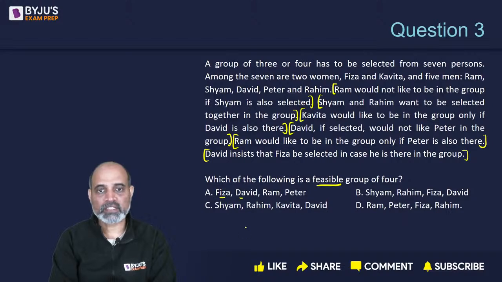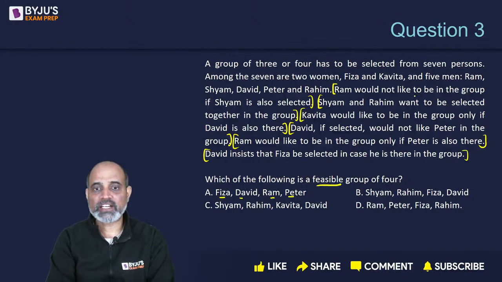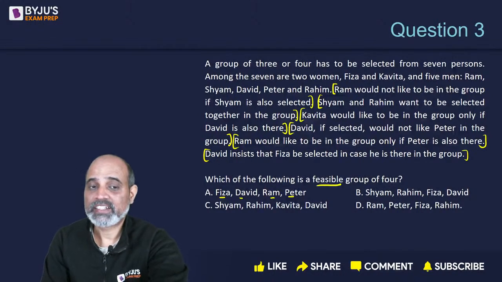So this makes sense. Ram would like to be in the group only if Peter is also there. This also makes sense. Kavita would like to be in the group only if David is also there, but we don't see Kavita here, right? Shyam and Rahim want to be selected together in the group. We don't see Shyam or Rahim, so that's not a problem. Ram would not like to be in the group if Shyam is also selected. Since Shyam is not selected, we can have Ram. So that's not an issue, right?